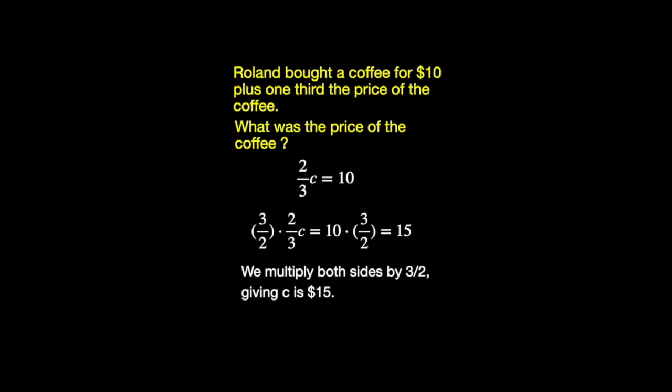3/2 times 2/3 is equal to 1. So on the left we get C, and on the right we get 10 times 3/2, which is 15. So our answer is $15.